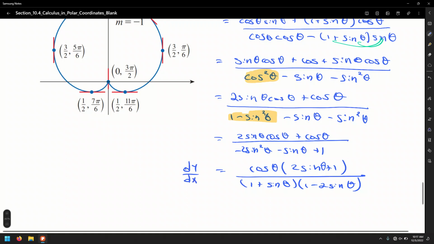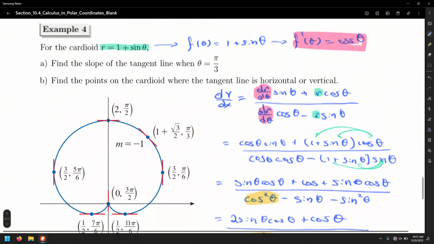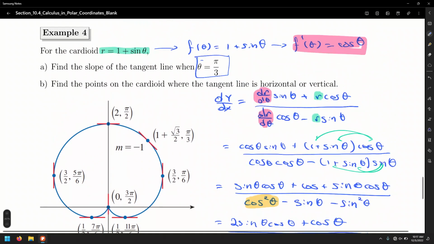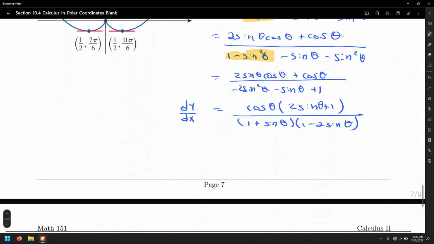All right, now they're asking us to evaluate dy/dx when theta equals pi over 3. So that's part A of the problem. Evaluate when theta equals pi over 3, and we should get this ordered pair, and when we evaluate the slope at pi over 3, we should get a -1. So let's see if that's the case.